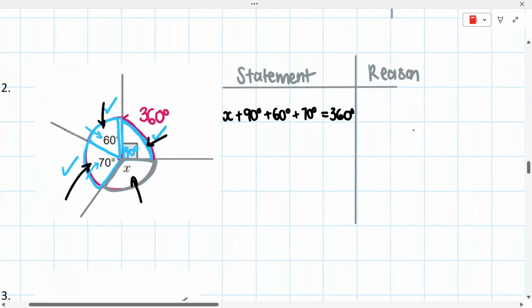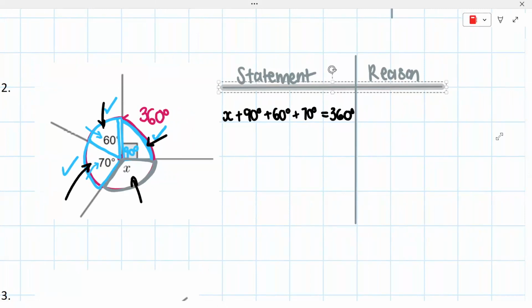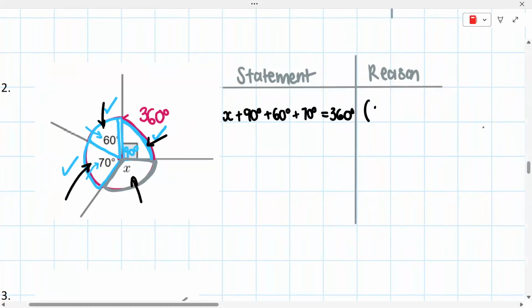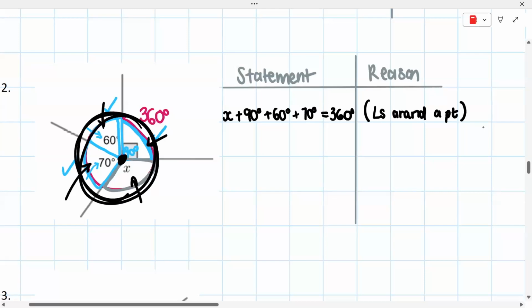Now I have just made a statement. Because I've made a statement, I have to give a reason for that statement. The reason for the statement: angles around a point. As we saw, there's that circular shape. It's angles around one central point. I've got angles around a point.